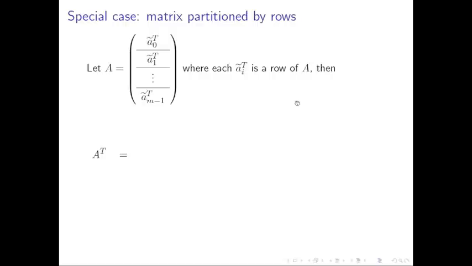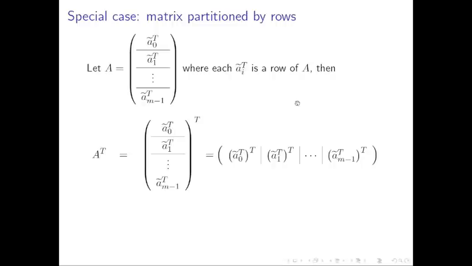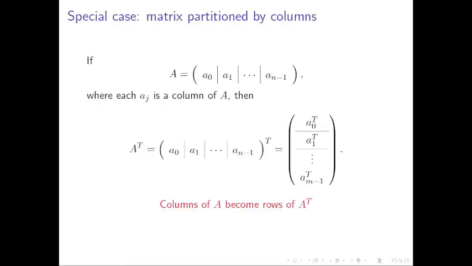The general principle says that you transpose the matrix of submatrices, and then you transpose each submatrix. So, you transpose the matrix of rows, and then you transpose each row. But that then yields a matrix of columns, where each column in A transpose is just the transpose of the corresponding row in A. You can do exactly the same thing with a matrix that has been partitioned into columns.